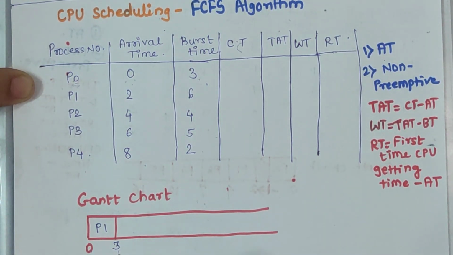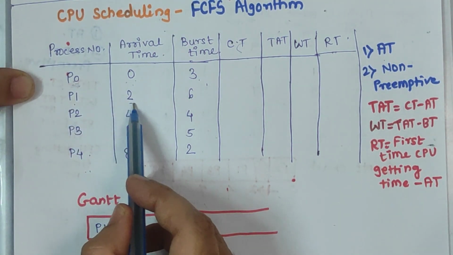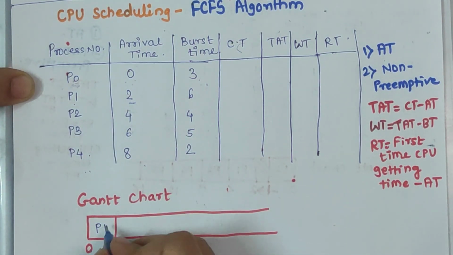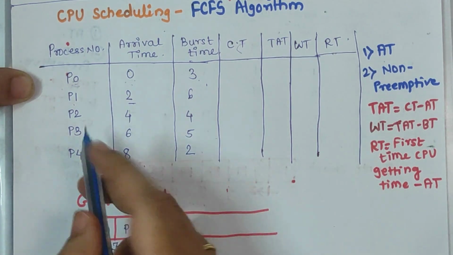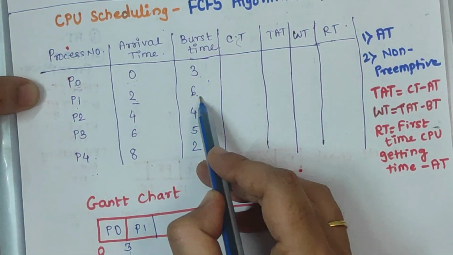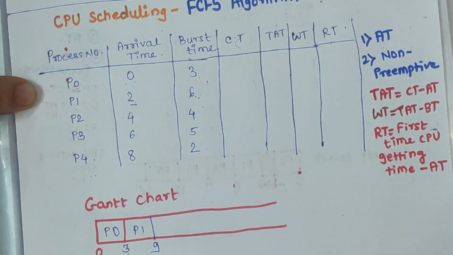At time unit 3 we can check which processes have arrived. So process P1 has already arrived at time unit 2. So we will take it for execution. Here it should be P0, then P1. Then P1 is completing its execution and it takes 6 units for completion. So 6 plus 3, that is, it is getting completed at 9.